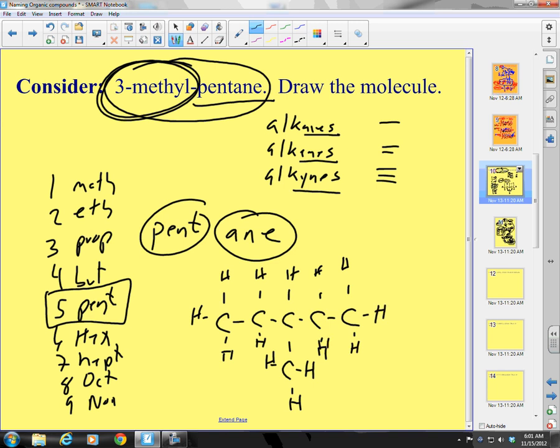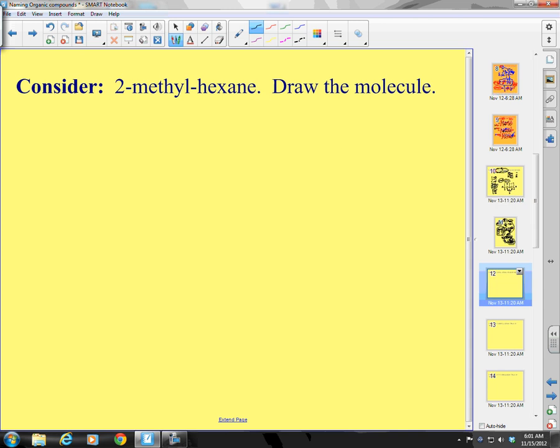That's not pi, that's hydrogen. There you go. There is 3-methylpentane. You guys give 2-methylhexane a try. Bring me back when you're ready.